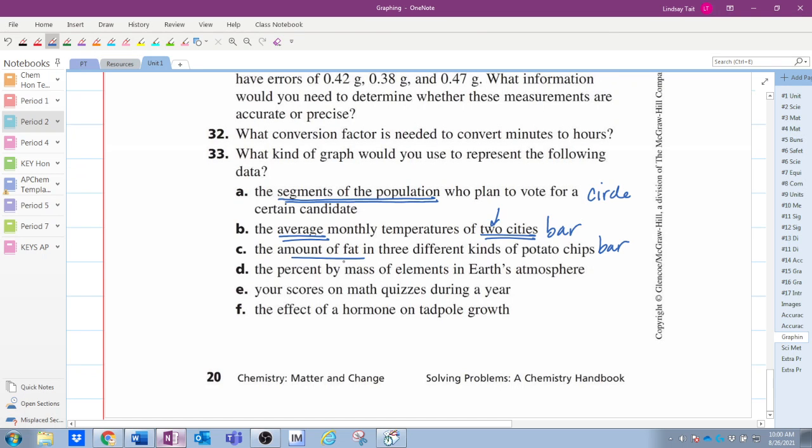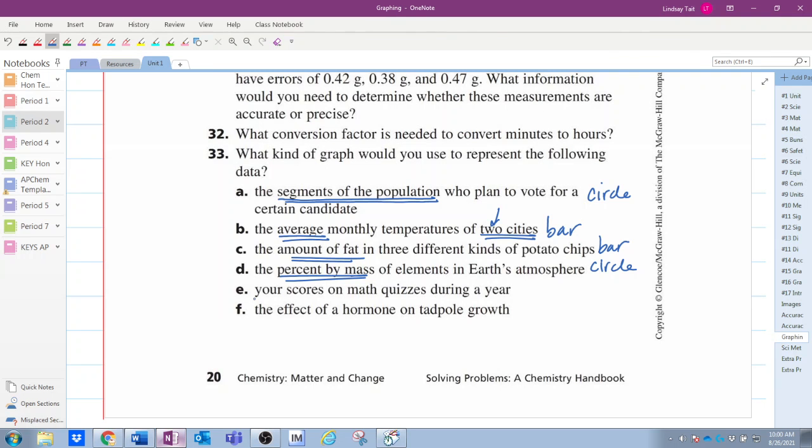Percent by mass of elements in the Earth's atmosphere. Braden, and what clued you into circle? Yeah, guys, anything with percents. That's part of a whole. Right? So that's what I did in my math class. We turned our times into percents based on a 24-hour day.